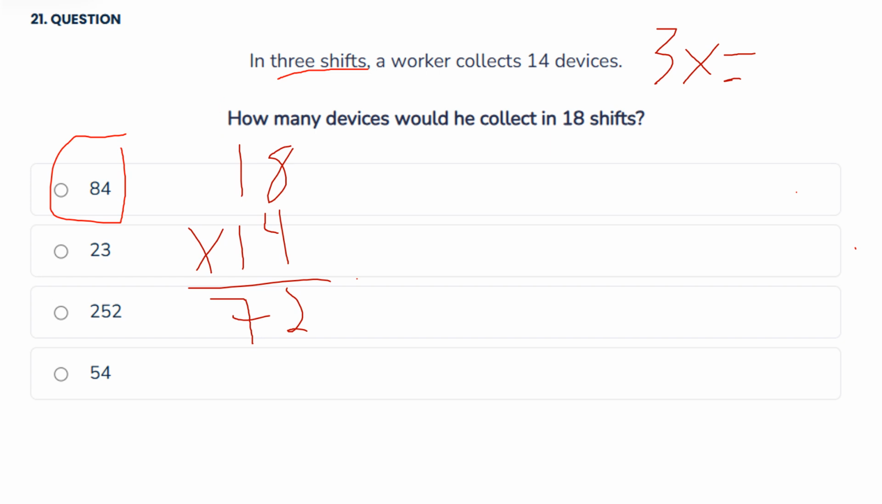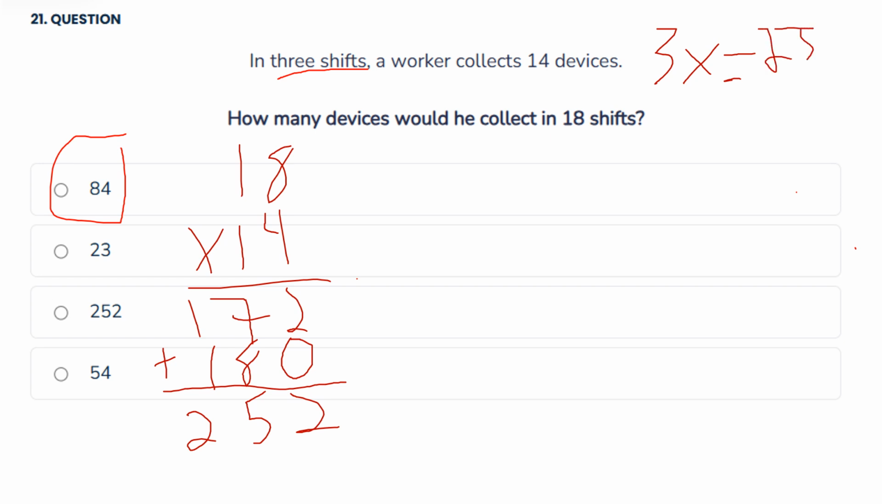All right, now that we finished multiplying the ones place by that top number, we're going to move on to the tens place. And because we're doing that, we need to add a 0 here. Now we can start multiplying that number in the tens place times the top number. So 1 times 8 is 8. 1 times 1 is 1. Then we add these two numbers. So 2 plus 0 is 2. 7 plus 8 is 15. We carry the 1. 1 plus 1 is 2. So now we have that we collected a total of 252 devices.